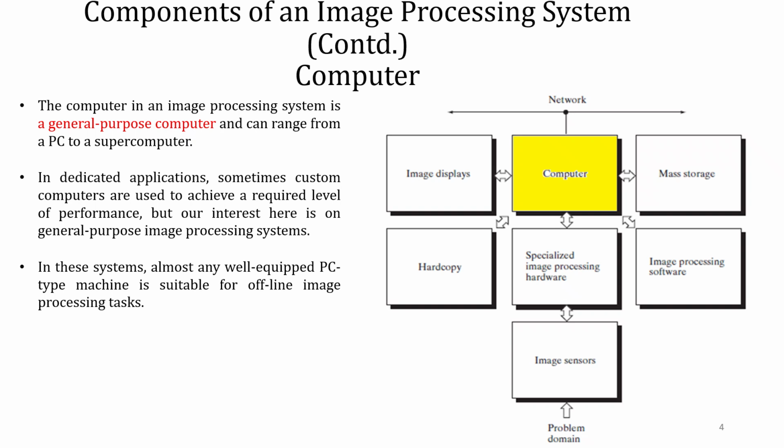Then comes the basic centralized part, the computer. The computer in an image processing system can range from a PC to a supercomputer. In dedicated applications, sometimes custom computers are used to achieve a required level of performance, but our interest here is in general purpose image processing systems. In these systems, almost any well equipped PC type machine is suitable for offline image processing tasks.